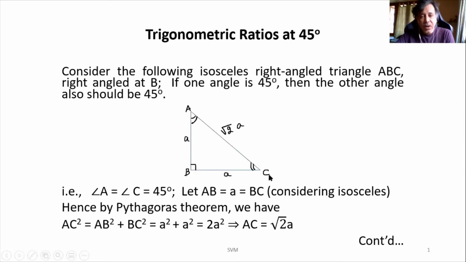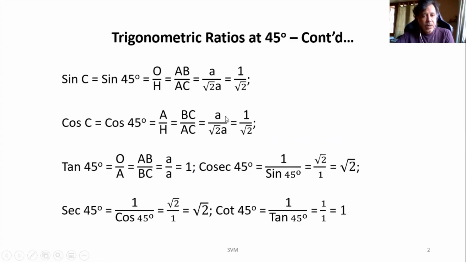Now let us see what is cos C. Cos C, we know it is adjacent, BC, divided by hypotenuse. Hypotenuse is AC. That means A divided by root 2 times A. So again it is 1 by root 2. Now tan 45 you can also do directly. It is sine 45 divided by cos 45. Sine by cos, that means 1 by root 2 divided by 1 by root 2, which will lead to 1 only. That is why it is 1 here. Or otherwise you can also use opposite by adjacent. You will get the same result as 1 only.